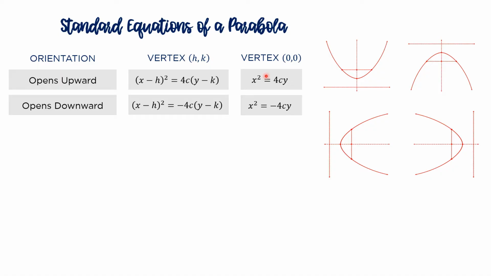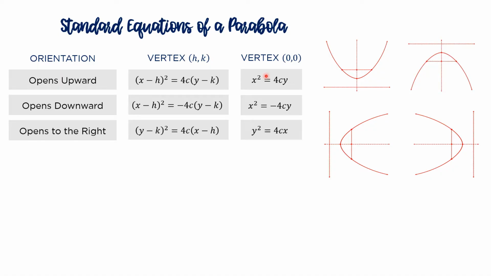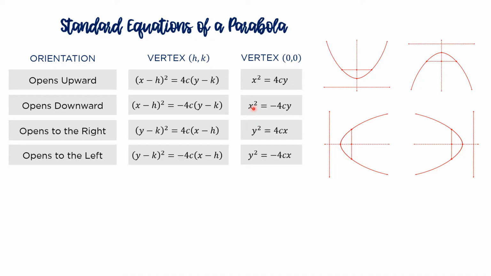Okay, next, if your parabola opens to the right naman, so as you can see here, si y minus k na yung nakasquare, hindi na si x minus h ang nakasquare. So here you have (y minus k) quantity squared equal to 4c times (x minus h). If the vertex is at the origin, so you have y squared equal to 4cx. Okay, so that is for the parabola that opens to the right. If it opens to the left, so ito, naging negative lang yung 4c. Okay, so negative yung 4c.